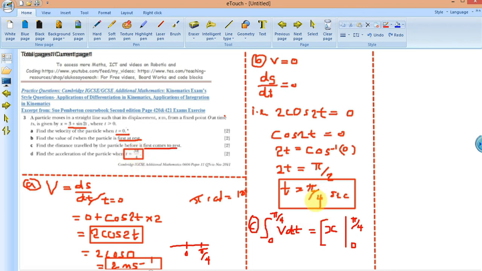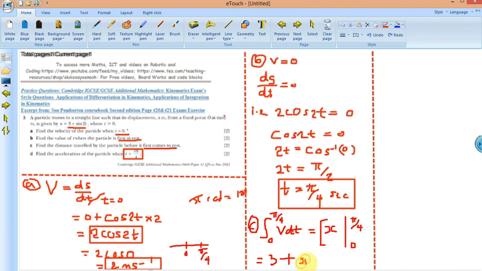So you already know that we are working in rad. Okay, so let's just go ahead and continue. So now what I have is 3 plus sine 2t. So you take the limit from 0 to pi over 4. So you substitute the value of t as pi over 4 minus the value of t as 0. So let's get started with that now.